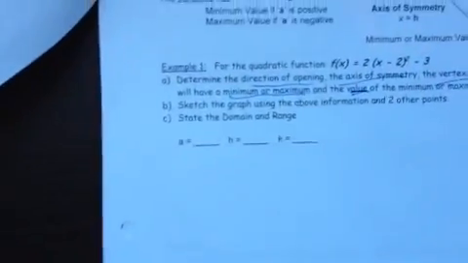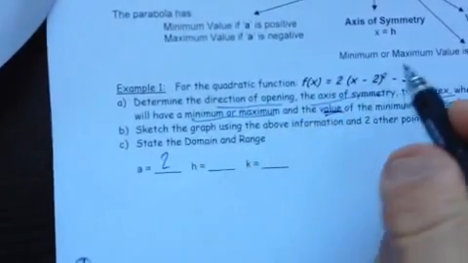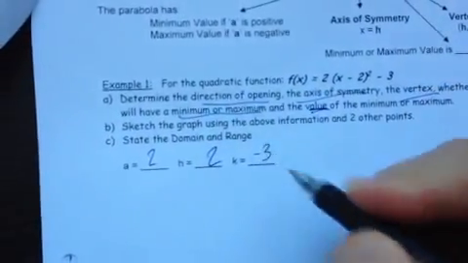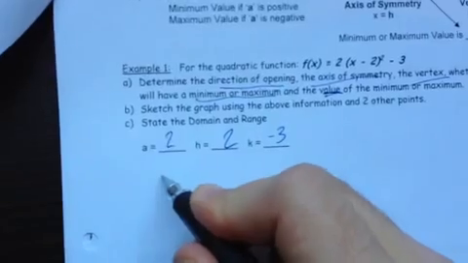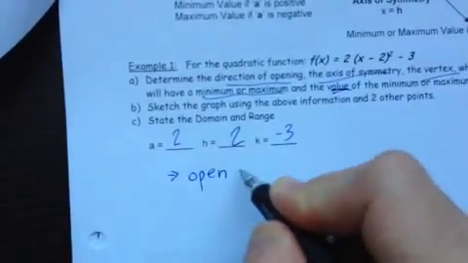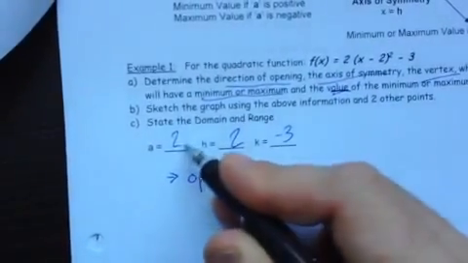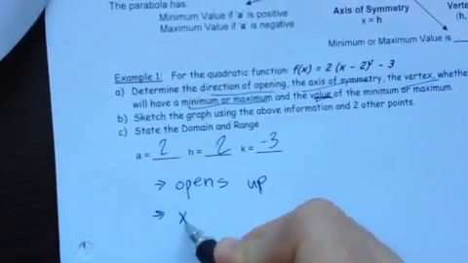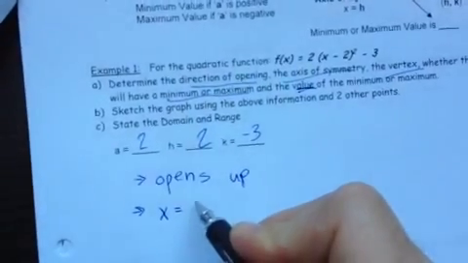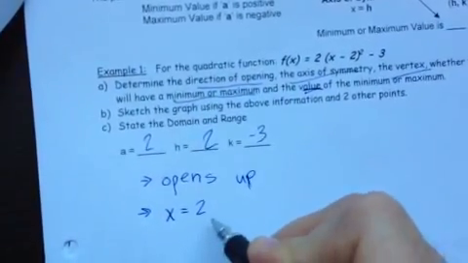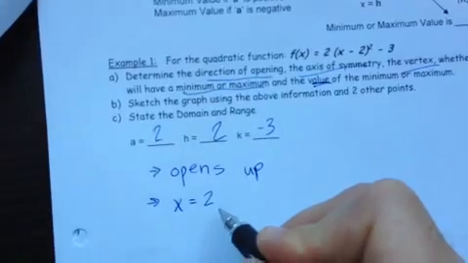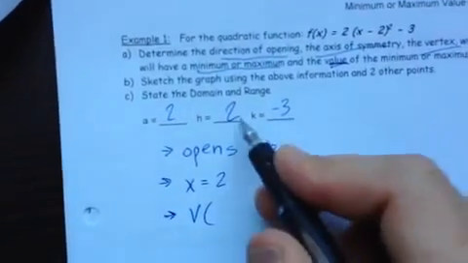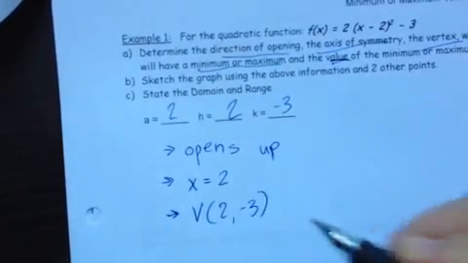So if we take a look, our a value is 2, our h value is not negative 2 but positive 2, and our k value is negative 3. So we definitely know that this parabola opens up because the a value is positive. Then, the equation of the axis of symmetry is always x equals whatever my h is, in this case x equals 2. That is not the x-intercept, it's the equation of the axis of symmetry, where the vertex lies. The vertex is (h, k), so that's (2, negative 3).